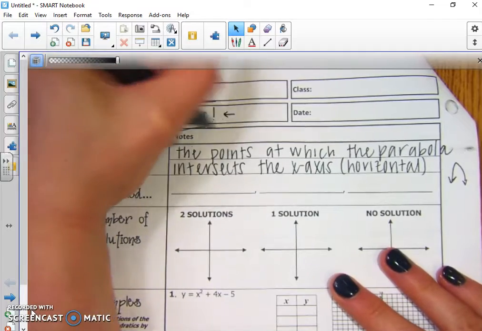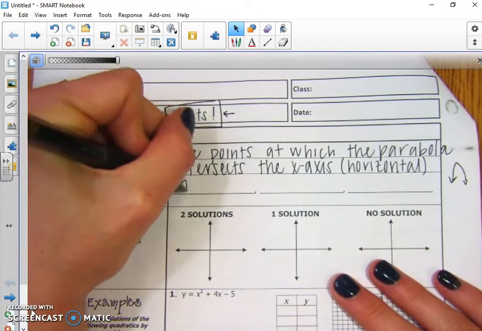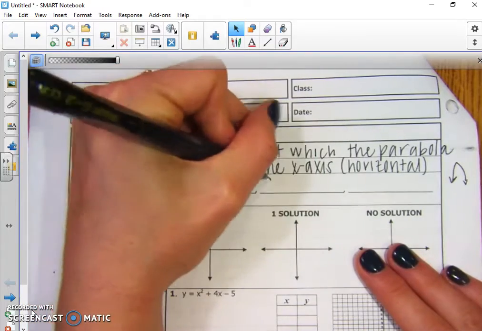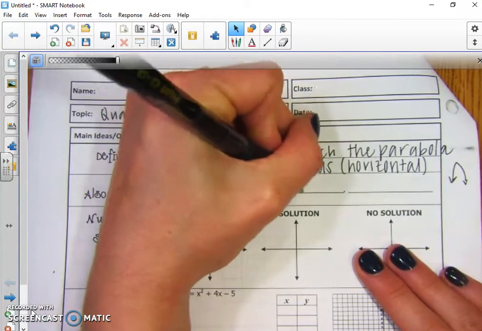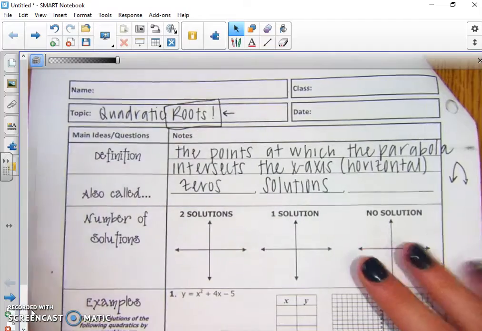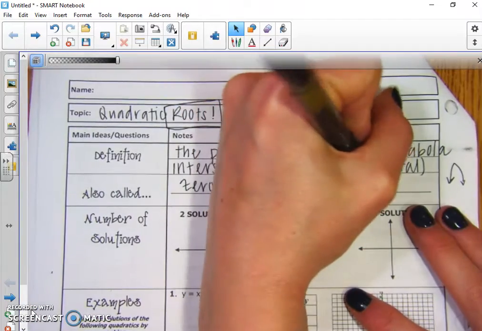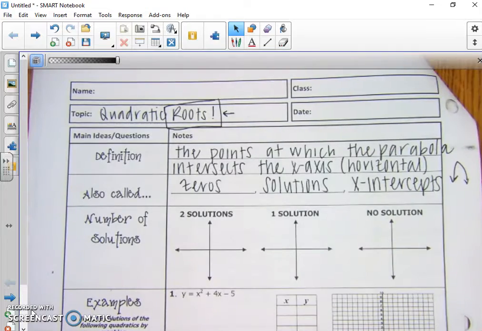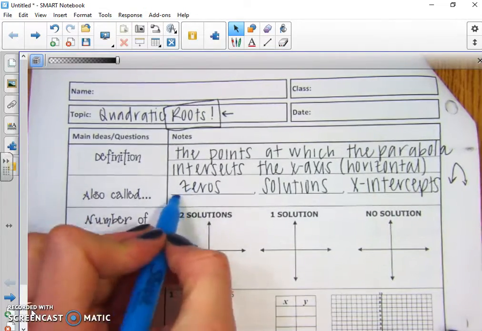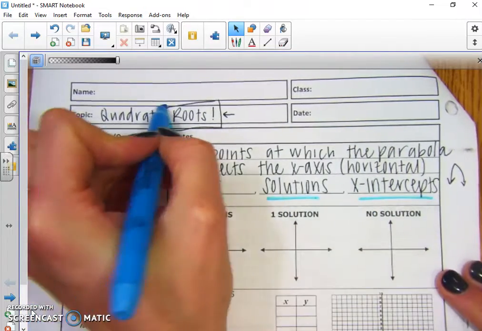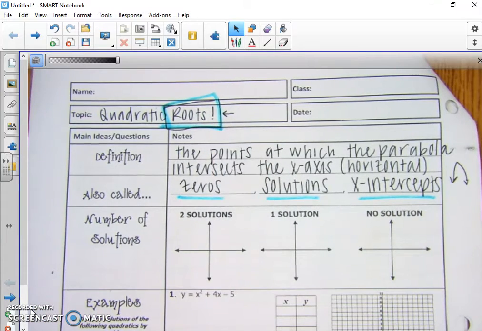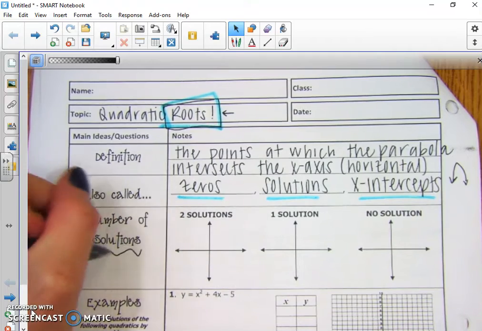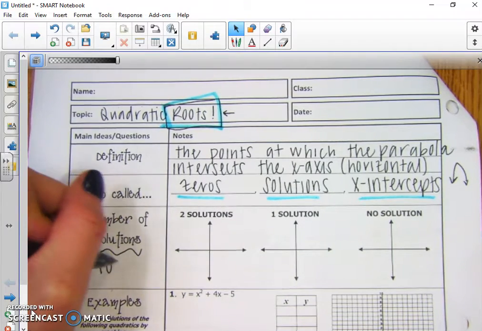So roots is a key word. We also might call them zeros. Call them x-intercepts. So all of these words, zeros, solutions, x-intercepts, and roots, they all mean the exact same thing. Okay, so we're going to use them interchangeably. In this case, we're referring to them as solutions. Remember, solutions is the same thing as roots.